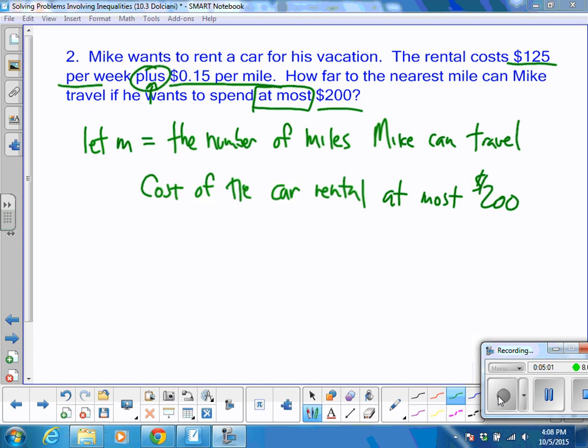Okay, so I can build my statement from this. So my $200, the cost of the car rental is at most $200, so the left side of my equation needs to be less than or equal to $200. The rate is 125 per week plus the 15 cents per mile.